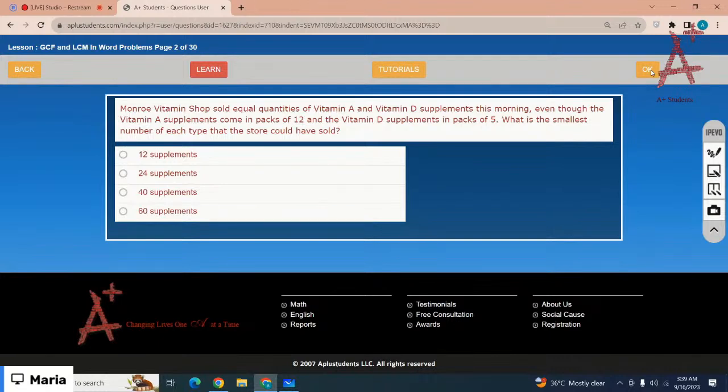Least common multiple. 5 is a prime number, right? So I've already told you, in case one of the numbers is prime, just multiply both the numbers. Yes, that would be 60 supplements. The correct option is 60. Very good.